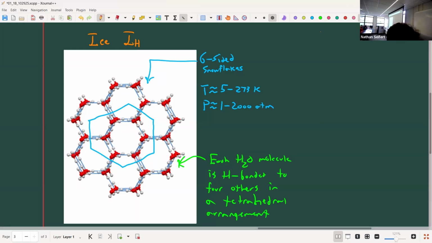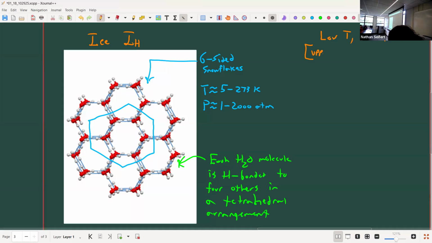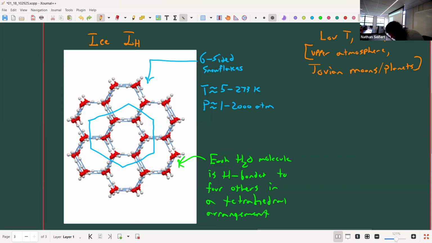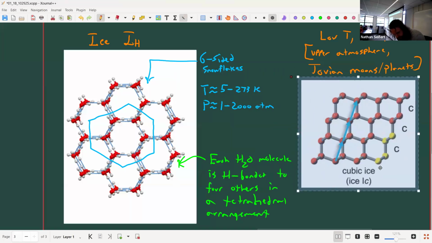And so at low temperature and low pressure, I think about like the top of the atmosphere, the upper atmosphere, and also you see this in the Jovian moons and planets, so Jupiter, Saturn, and so on, you see that water actually forms a different structure, what we call cubic ice.